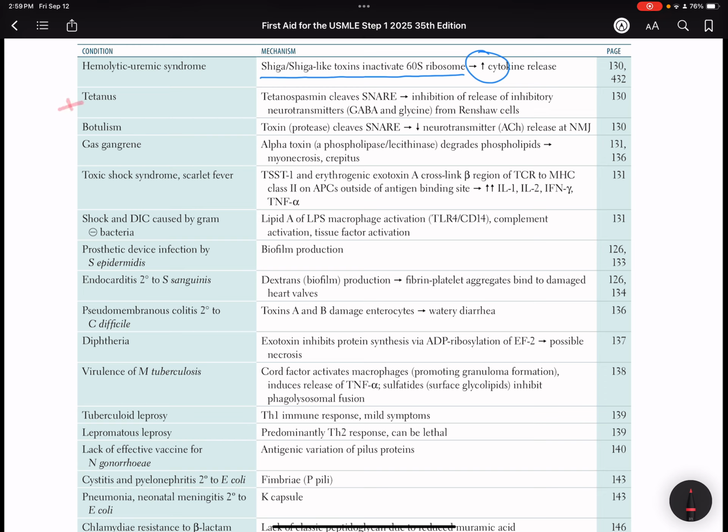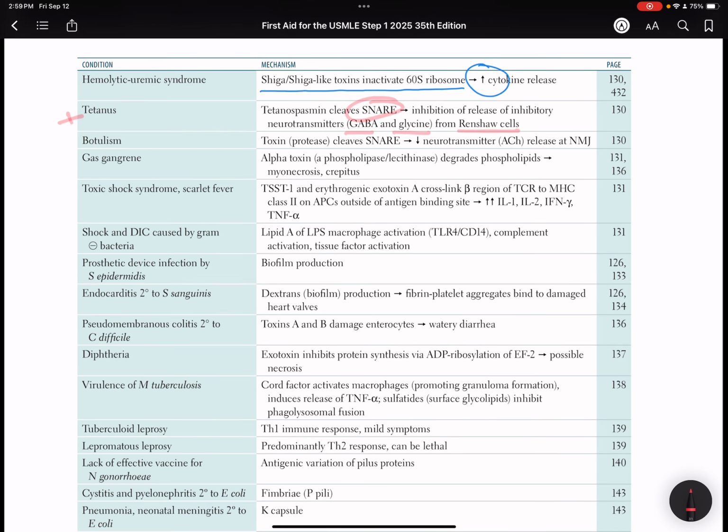What is tetanus? Tetanus is when tetanospasmin cleaves SNARE. This leads to inhibition of release of inhibitory neurotransmitters like GABA and glycine from Renshaw cells. So once again, tetanus is tetanospasmin cleaves SNARE. Inhibition of release of inhibitory neurotransmitters from Renshaw cells, those are GABA and glycine.